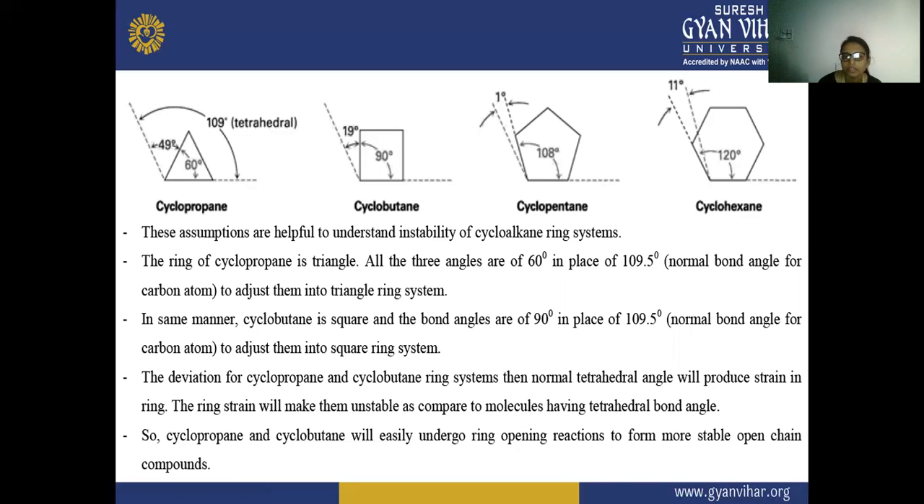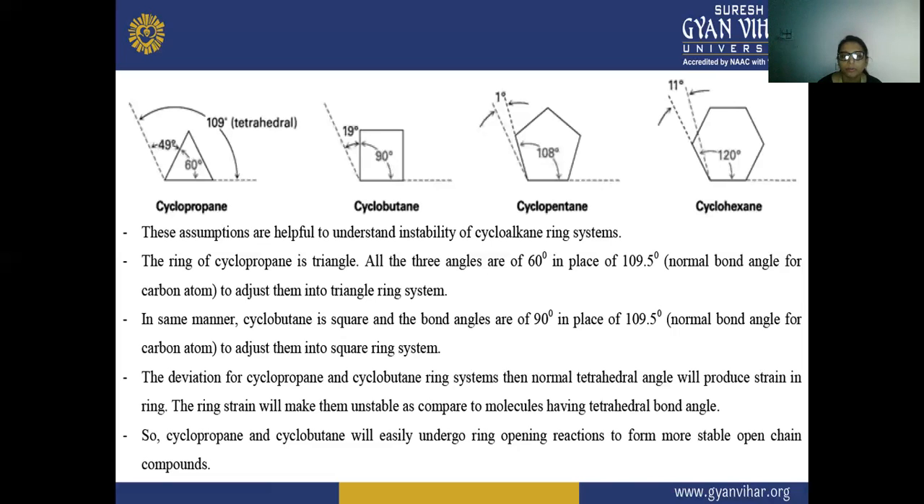So all three angles are 60 degrees. All three angles present between the carbons in cyclopropane are 60 degrees, in place of the 109.5 degrees, the normal bond angle for a carbon atom, to adjust them into the triangle ring system.